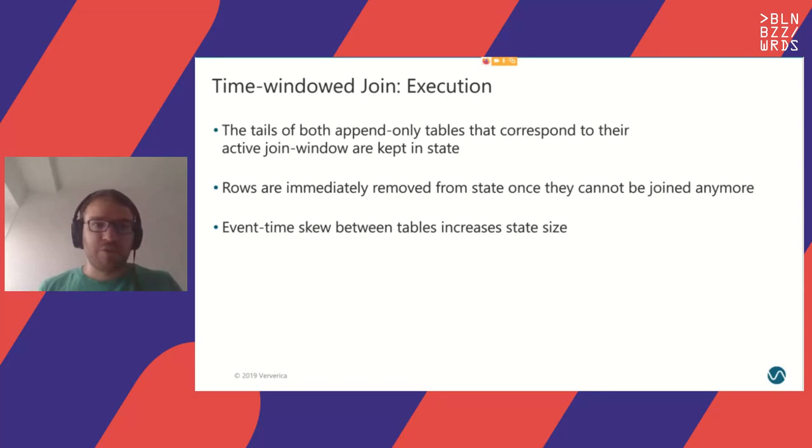and therefore the larger the time interval gets that you're specifying, the more state is held by the query operator. Something that can always happen in event time processing is that if both tables have a different timing, and there's some skew between the data of both tables, in that case the join operates at the speed of the slowest table, and this means that more data for the other table, for the faster table, needs to be buffered.